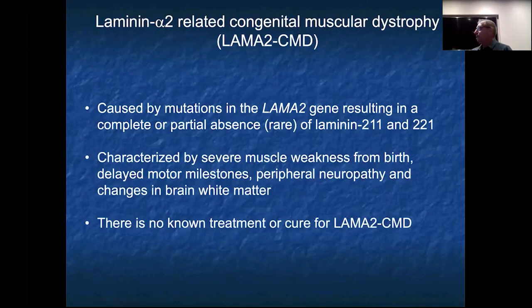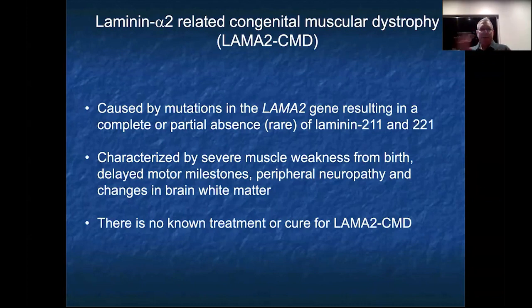Laminin-alpha-2-related congenital muscular dystrophy is caused by mutations in the laminin-alpha-2 gene. It's either a complete or partial absence of laminin-alpha-2, and this is critical for the formation of these heterotrimeric proteins, laminin-211 or 221, and each of these numbers designates the chain. So wherever there's an alpha-2, that's where you're missing that alpha chain. So patients with this disease don't form either of these heterotrimers.